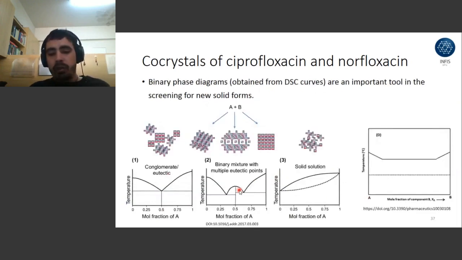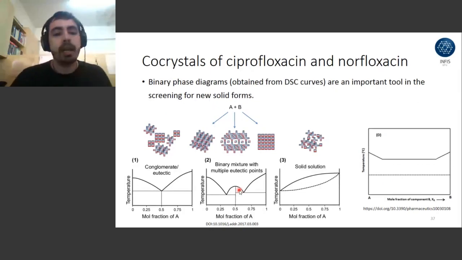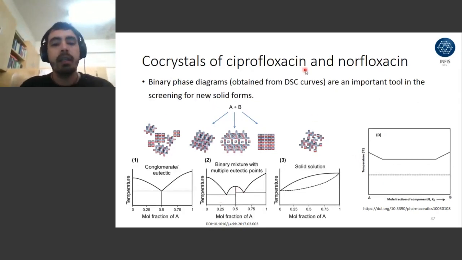Just a parenthesis: one way that we have for screening for new solid forms is building binary phase diagrams. We can do that from DSC curves, so we can analyze the thermal events as a function of molar fraction. Actually, we analyze the melting temperature as a function of the molar fraction.